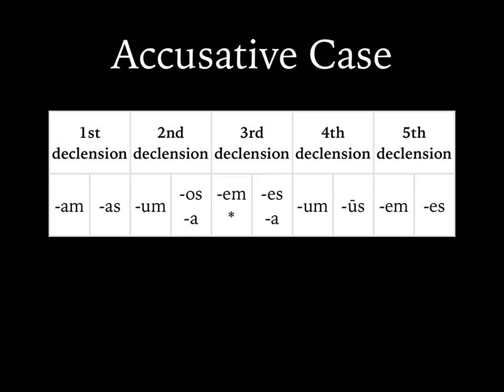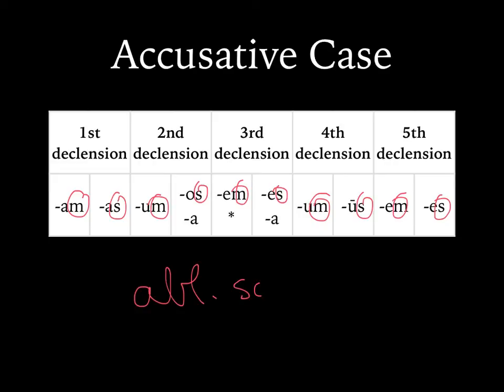Here are the accusative endings. As I said, very often the singular ends in an M, but remember that also genitive plurals end in M, so don't stop there. You have to kind of use context. The plurals end in S. Remember that accusative plurals for all the declensions are the ablative singular plus S, so that's something to keep in mind.